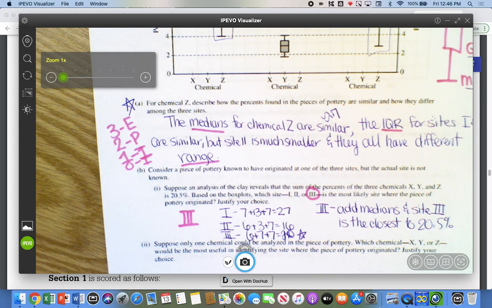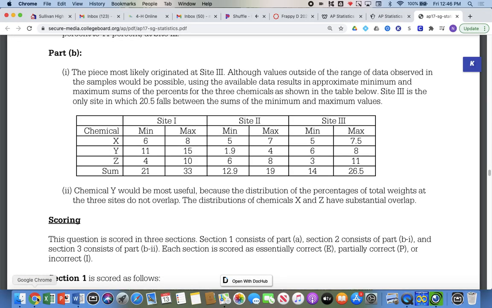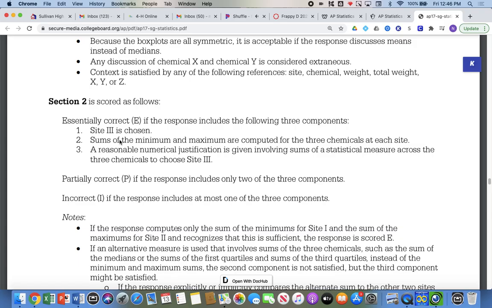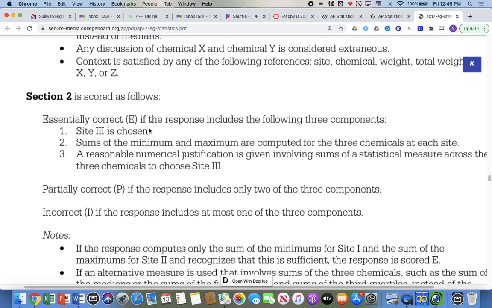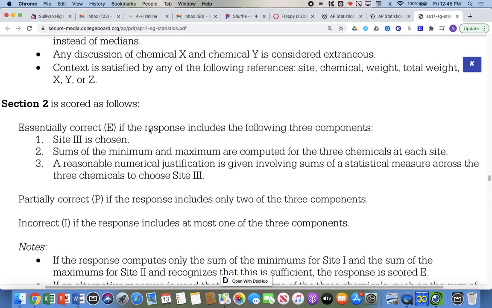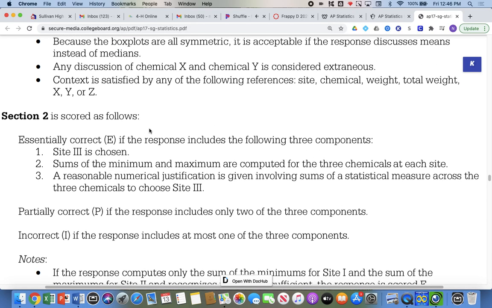All right, so now let's take a look at that scoring guideline. It is telling us that for section 2, a numerical justification in that you choose site 3. And we didn't do maximum and minimum, we did medians. That's also an appropriate thing. So choosing site 3 is a point, showing some work to compute it is a point, and then explaining it is a point.